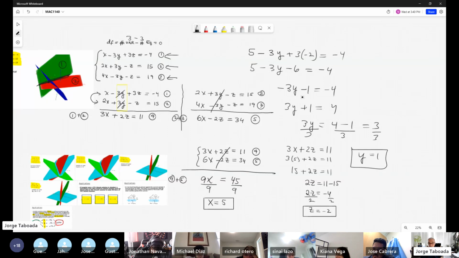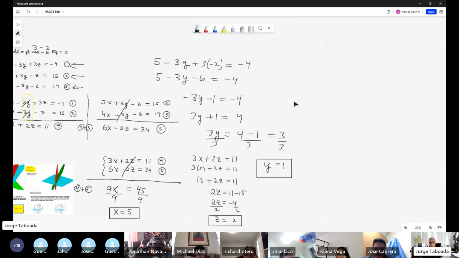So how do you write the final answer? Final answer is the ordered triple x, y, z that I discovered in this specific problem: 5, 1, negative 2. Bang! In the story. This is the final answer.